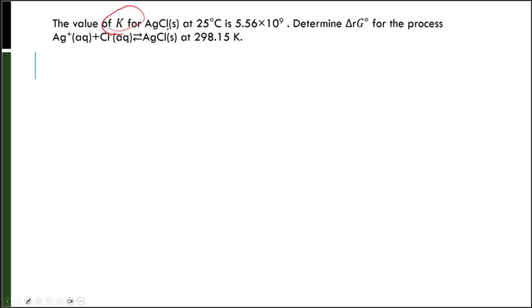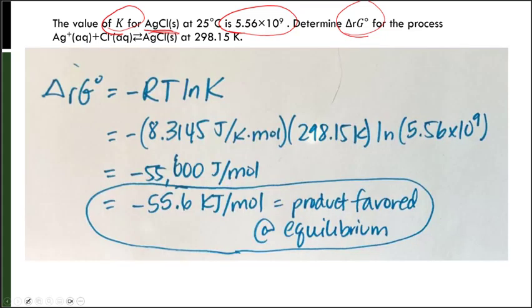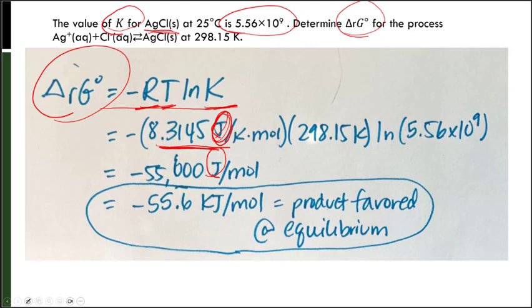Here we're told that we know the value of K for silver chloride in this reaction, which is 5.56 times 10 to the 9th. Determine delta G for this process at 298.15 Kelvin. Well, we're going to use this equation, negative RT natural log of K. Since we're given K, we always know the gas constant, and we were told the temperature. Note two things. I can plug in my R, 8.3145, as it is, but just make sure that you realize that this is a joules unit, and delta G is always in kilojoules.